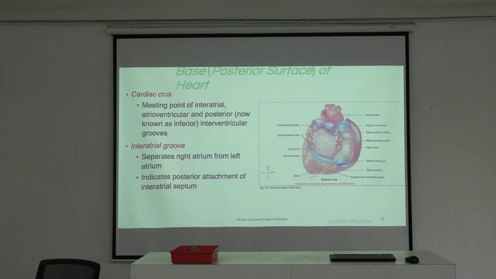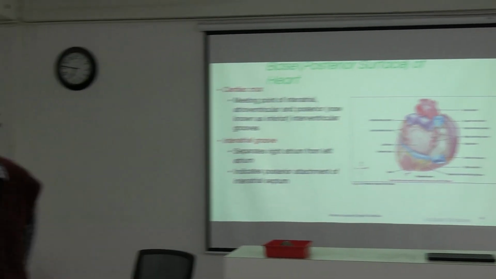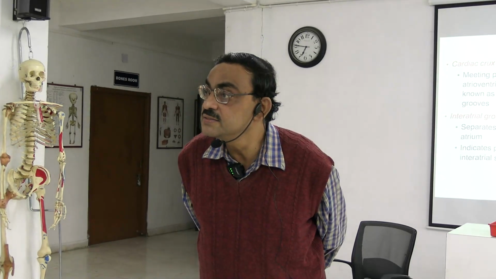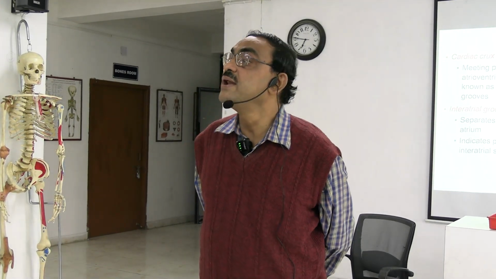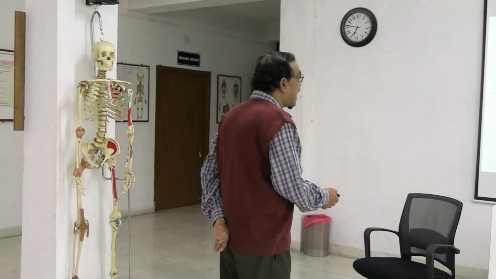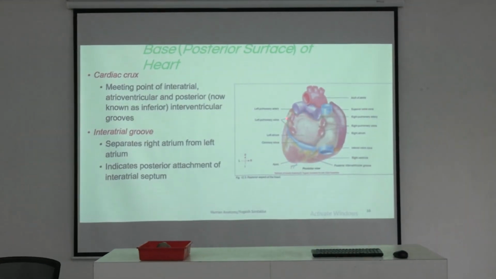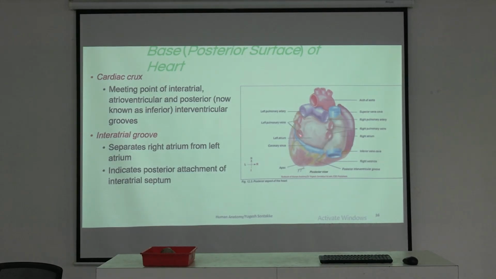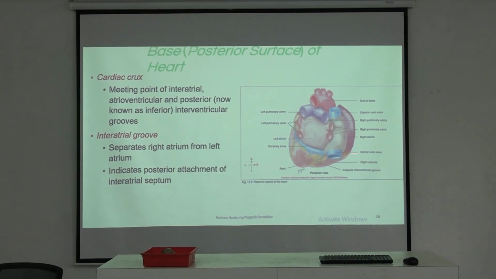Okay, that is called the interventricular groove, in between the two ventricles. And another groove we can imagine in between the atrium above and the ventricle below. That is the atrioventricular groove.